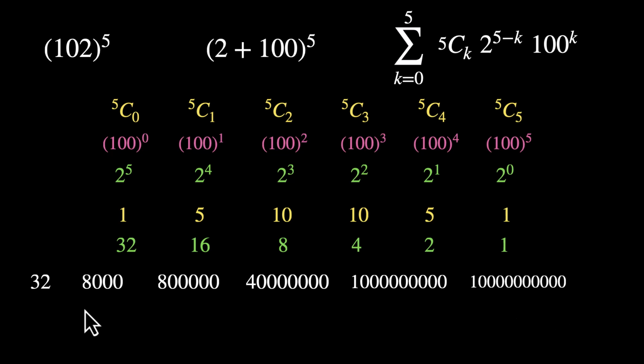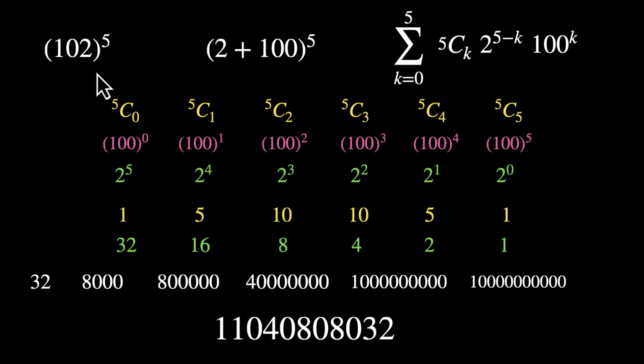Adding all 6 of them will give us 102 to the power 5. So let's do that. We have 1 and then 1 and 0, 4, 0, 8, 0, 8, 0, 3, 2. That's your answer. So this is the fifth power of 102.